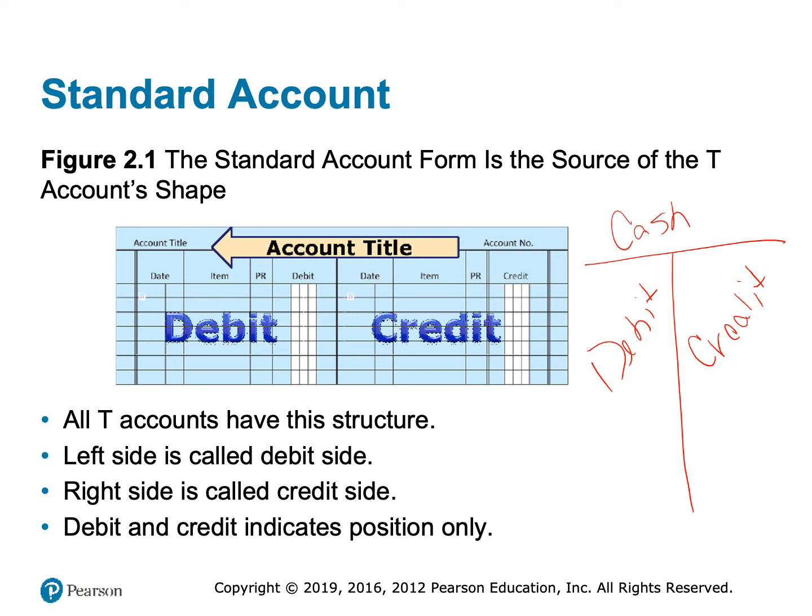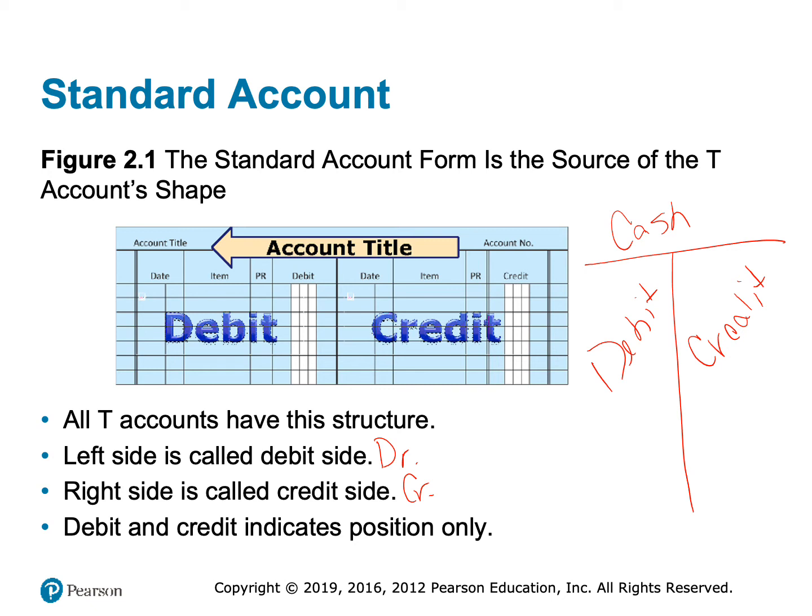So debit is actually short for debenture, and therefore debit is abbreviated DR, even though there's no R in the word debit, there is in debenture. So when you see it abbreviated DR, that's why. And then the right side is credit, which is CR. So we abbreviate those DR and CR.